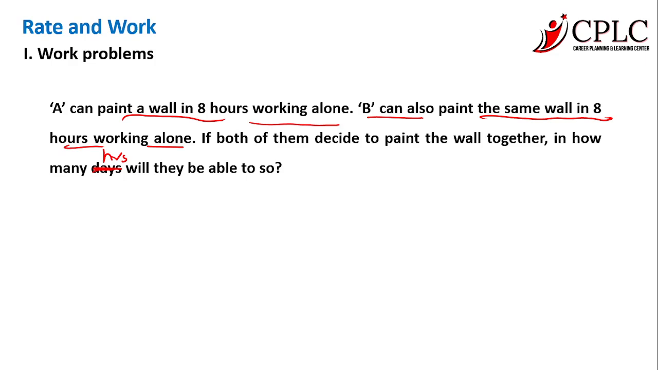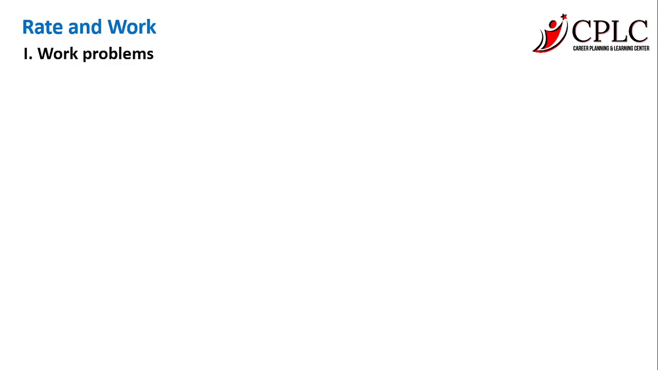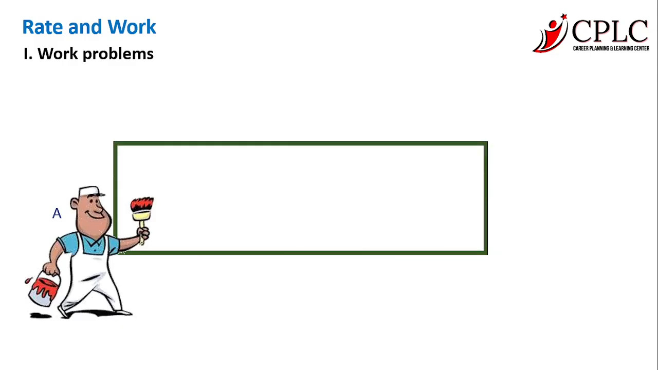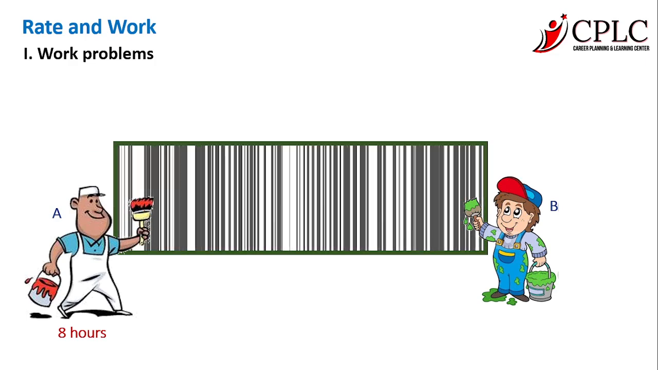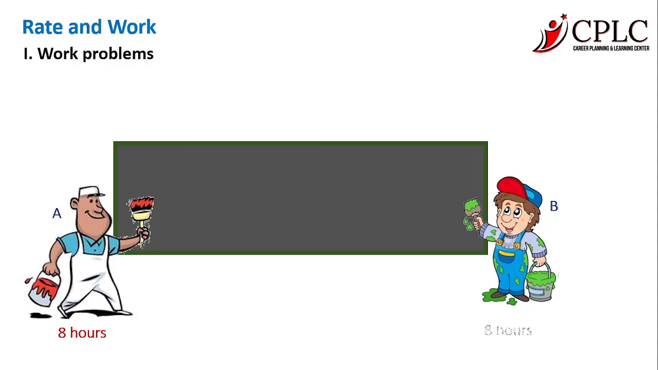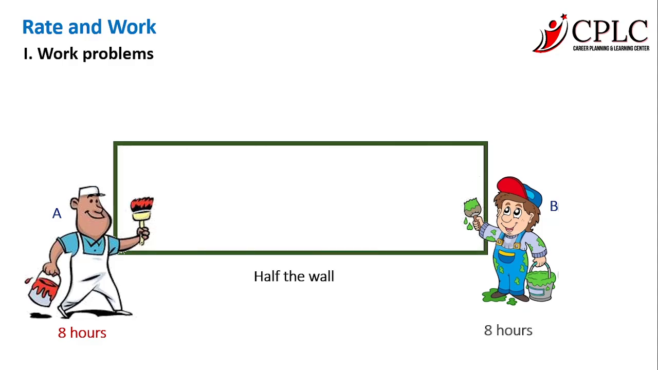And now if they both decide to paint the wall together, obviously in 4 hours it will be done. Why in 4 hours? Because both of them can do it in 8 hours working alone, right? A and B. And if they decide to do it together, since their efficiency is the same, they will complete half of the work each.